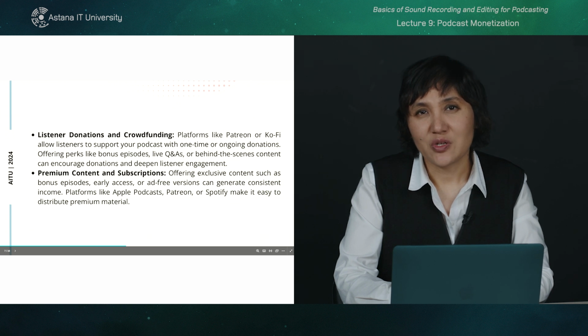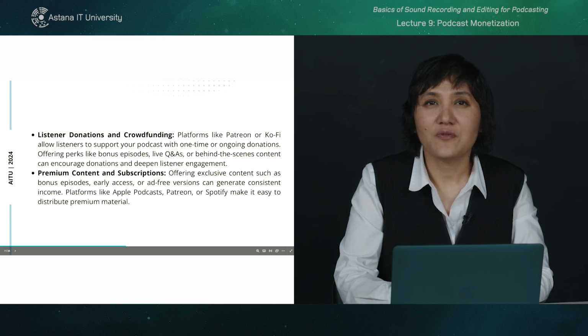Premium content and subscription. Many podcasters offer premium content to paying subscribers, such as bonus episodes, early access to new content, or ad-free versions of their podcast. This is a great way to reward your most dedicated listeners while generating consistent income. Popular platforms like Apple Podcast subscriptions, Patreon, or Spotify allow you to manage and distribute premium content easily. These platforms make it simple for listeners to subscribe and access exclusive material.